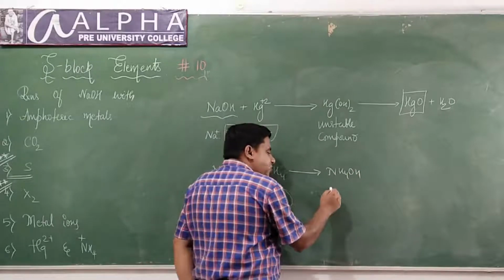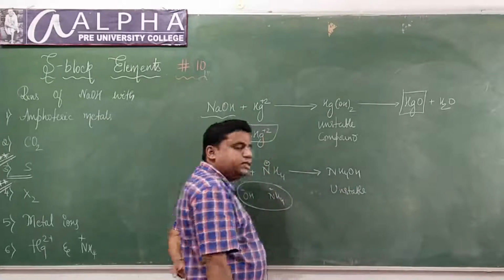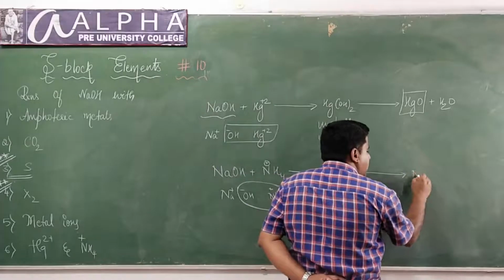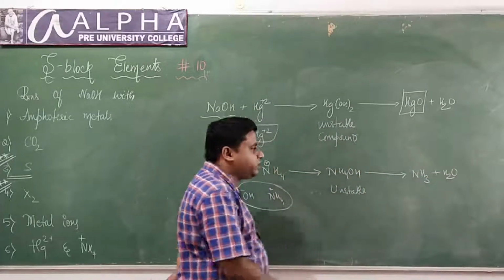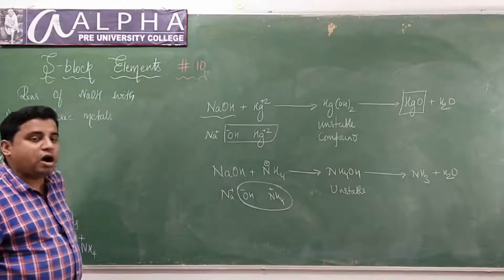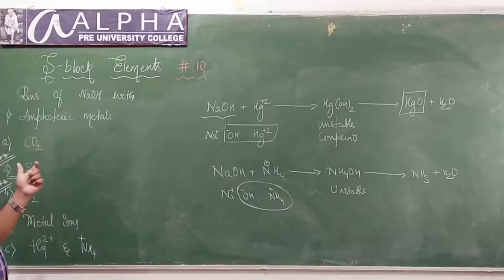Again, ammonium hydroxide is also an unstable compound. It breaks down to give ammonia and water. Ammonium hydroxide is an unstable compound which will break down into ammonia and water. So that's all with respect to the chemical properties of sodium hydroxide.